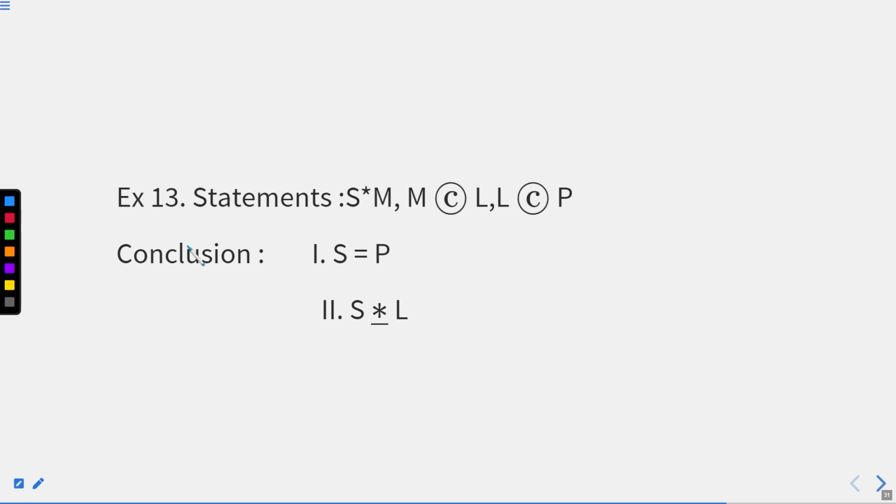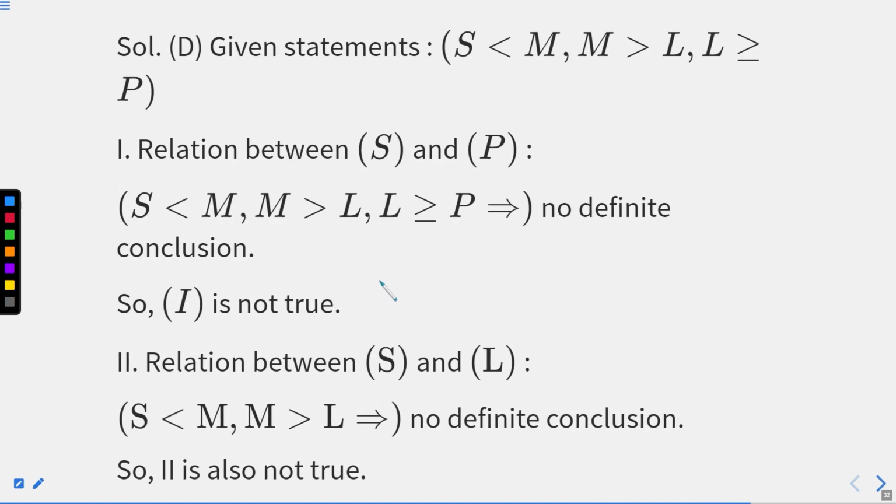Here we have certain symbols in the expression, and we need to change these symbols with the expressions. Conclusion one says S is equal to P, and the second expression is S and L with a symbol. Now we are supposed to use mathematical operations instead of all these symbols. What are we going to get? The first statement given is S less than M, then M greater than L, and L is greater than or equal to P.